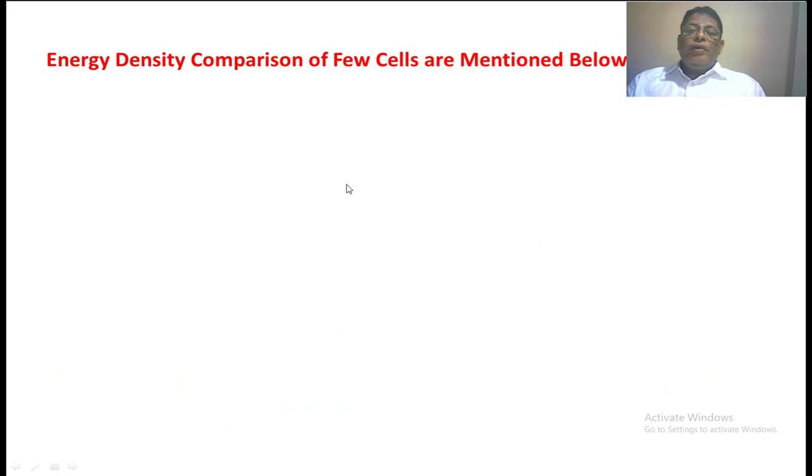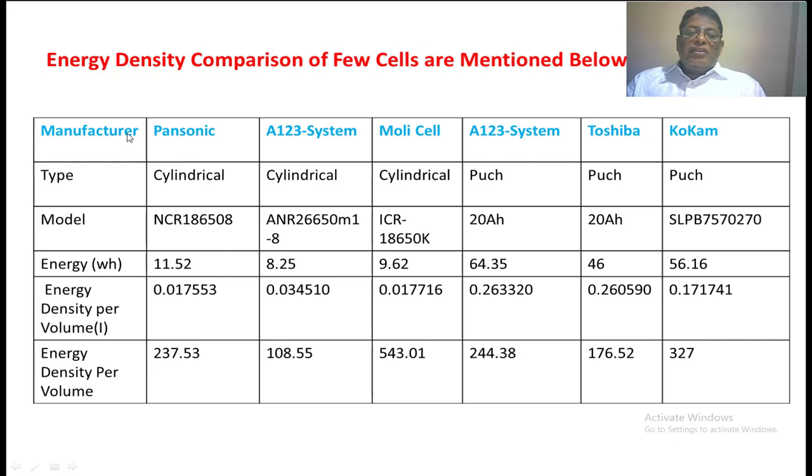Now here we are comparing some of the batteries in terms of energy density. These are the different manufacturers: Panasonic, A123 Systems, Molicel, A123 Systems, Toshiba, Kokam. The types of battery are cylindrical, pouch type, pouch type, pouch type. Then the model number of the battery. Energy density of the battery is 11.52, 8.25, 9.62, and so on. Energy density per volume.